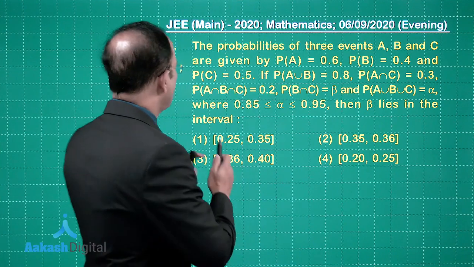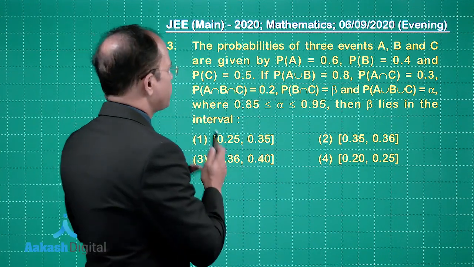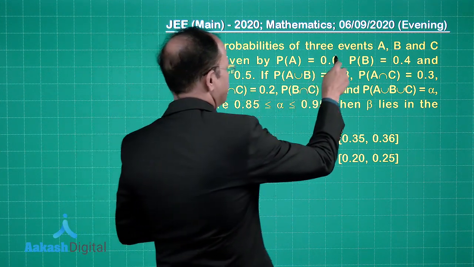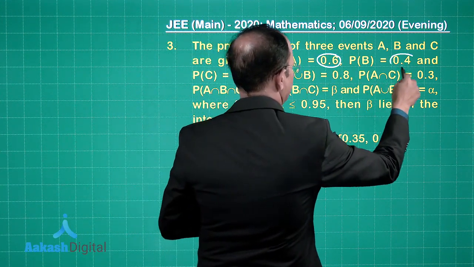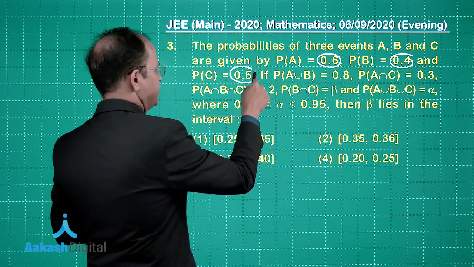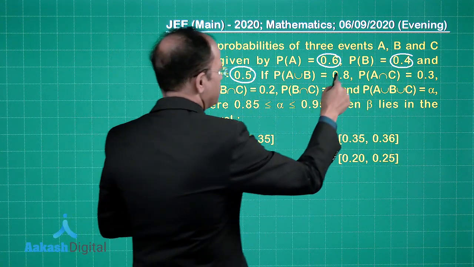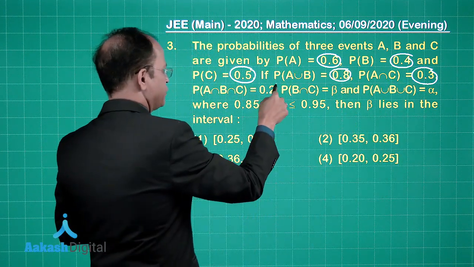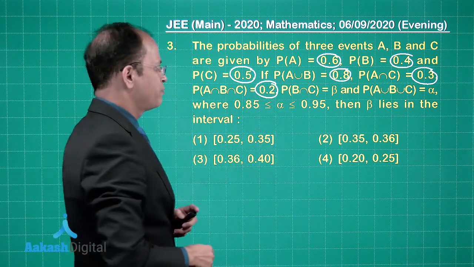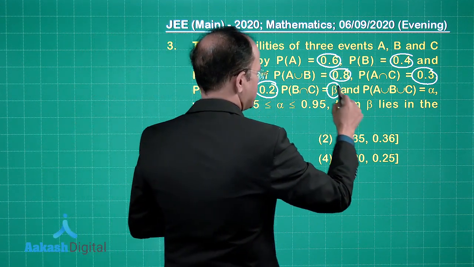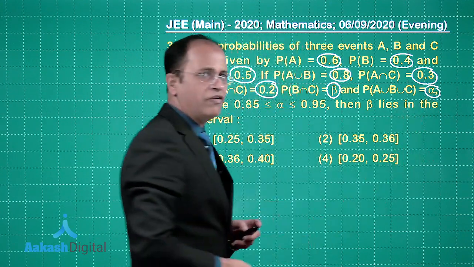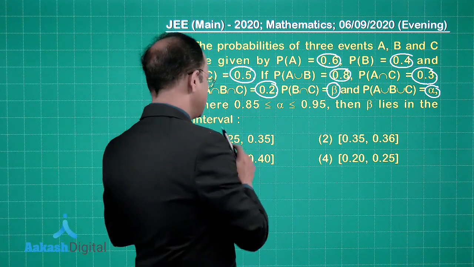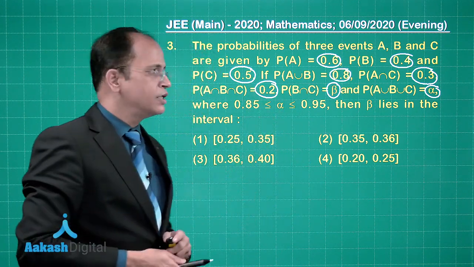Now friends, let's talk about question number 3. The probabilities of 3 events A, B and C are given by probability of A is equal to 0.6, probability of B is 0.4, probability of C is 0.5. Now if probability of A union B is 0.8, A intersection C is 0.3, probability of A intersection B intersection C is 0.2, and probability of B intersection C is beta, and then probability of A union B union C is equal to alpha, where alpha lies between 0.85 and 0.95, then beta lies in the interval 1. So the 4 options are given to you.